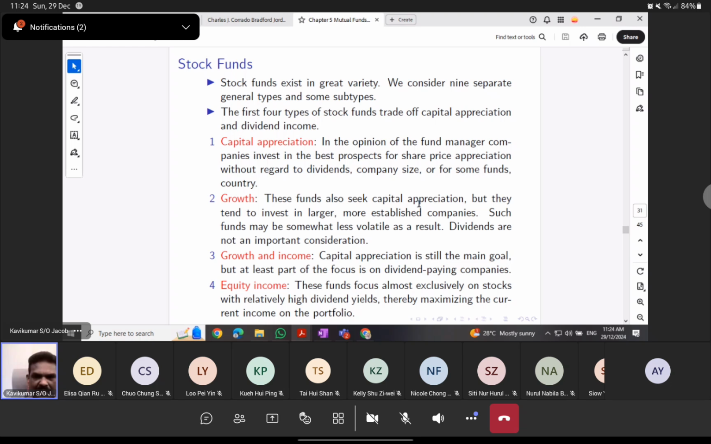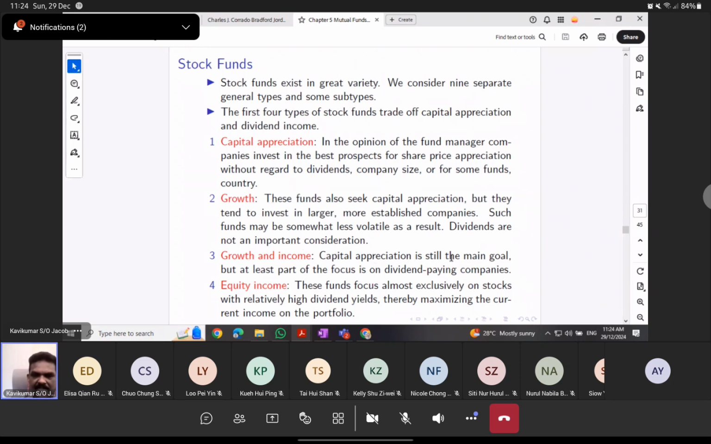Growth funds also seek capital appreciation, but they tend to invest in larger, more established companies. Such funds may be somewhat less volatile as a result. Dividends are not important considerations. Growth means, suppose you want to run your business and grow your business, you need to invest more.